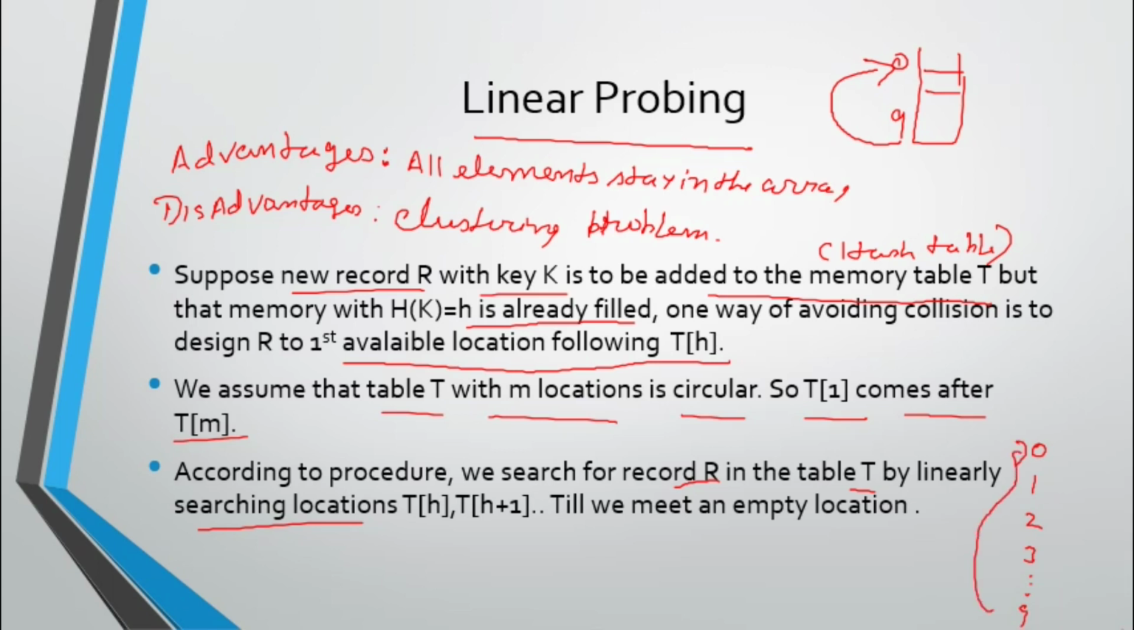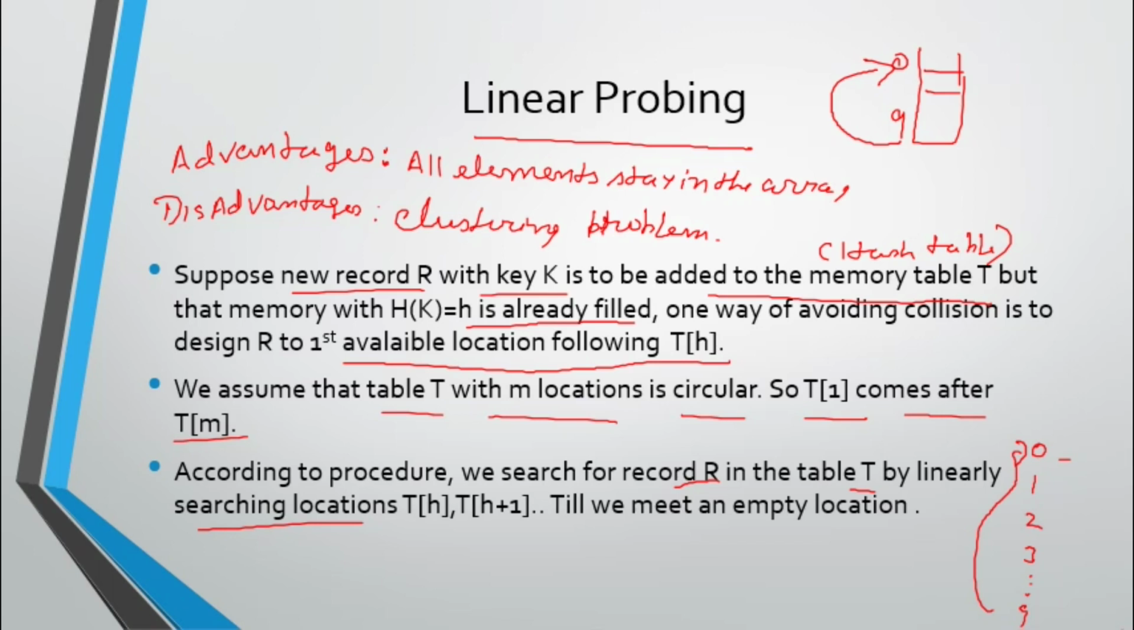Say the ninth location, 99. Using some hash function, 99 comes and is filled in 9. Next you need to fill 89, but you cannot fill here. So you need to come to 0 and search in the 0th location because it is circular in nature. If 0 is empty, you put 89 there. That is what they are telling.